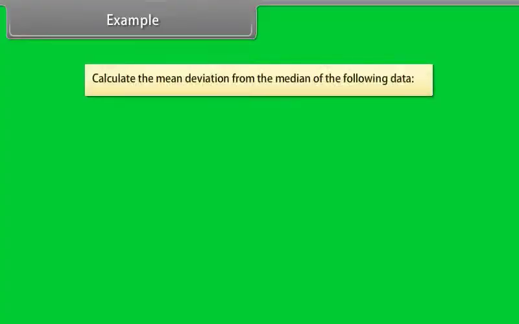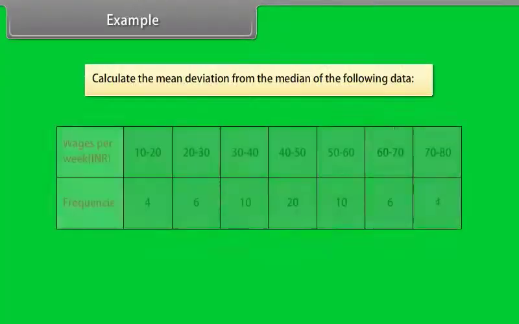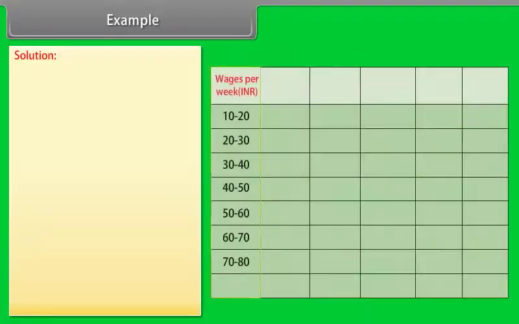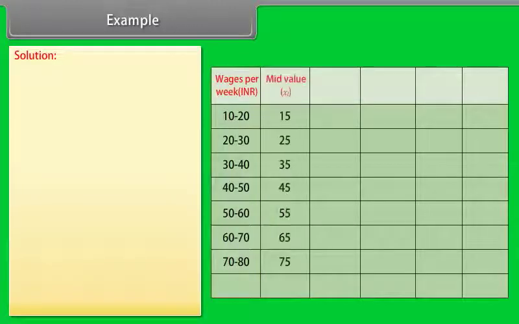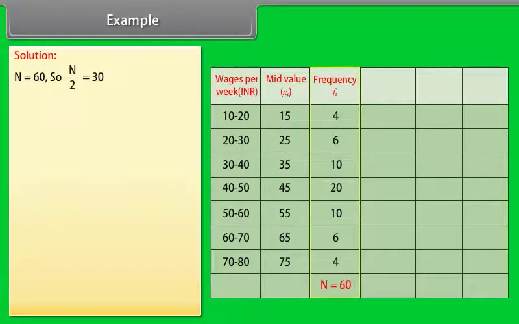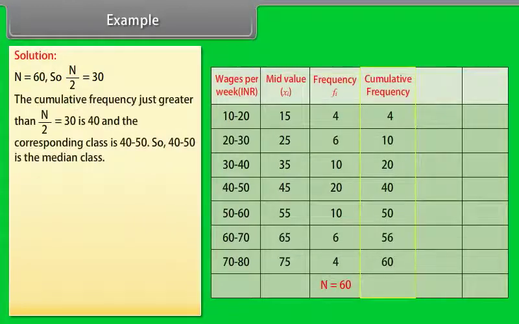Example: calculate the mean deviation from the median of the following data. Solution: in the first column we have written the wages per week as given. In the second column, the mid-values of each class are written as xi. In the third column, we have written the frequency fi as given, and their sum is found to be 60. In the fourth column, we find the cumulative frequency by adding the previous frequency to the current frequency.